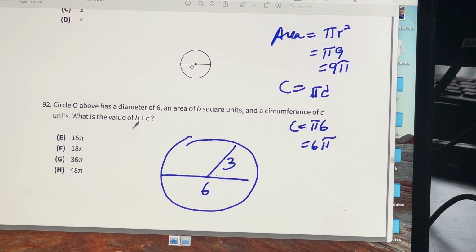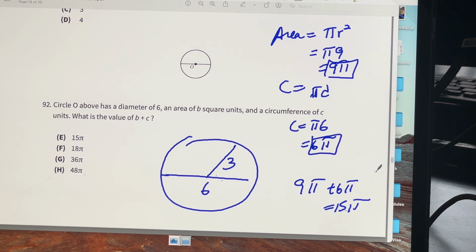Okay, and what is the value of B plus C? All right, well, if you add this and this, 9 pi plus 6 pi, which equals 15 pi, which theoretically you can't really add because of different units, right? But I guess they want just the value of it, so I'm assuming that's okay. They want you to add this, and obviously disregard the units, because one is in units squared, and the other one is in units. Okay.